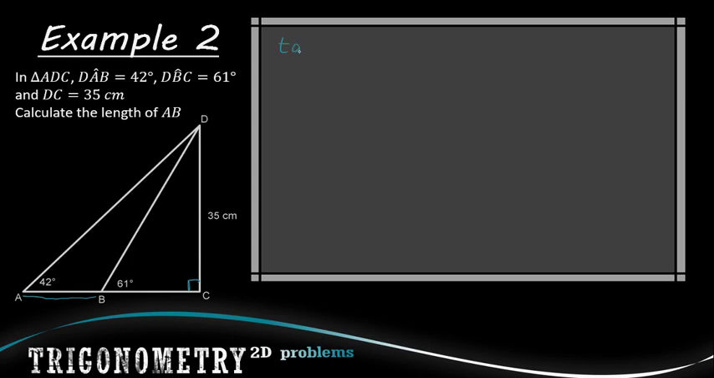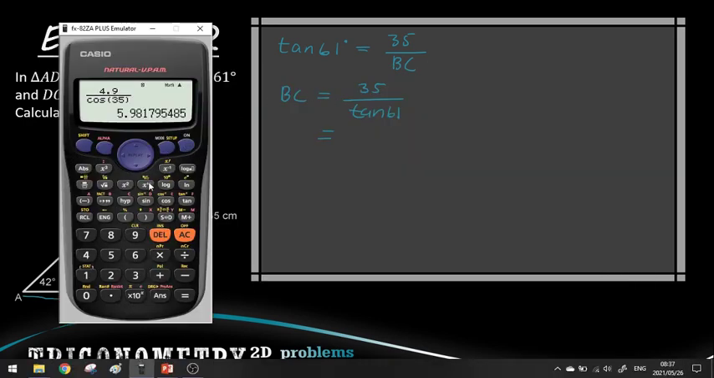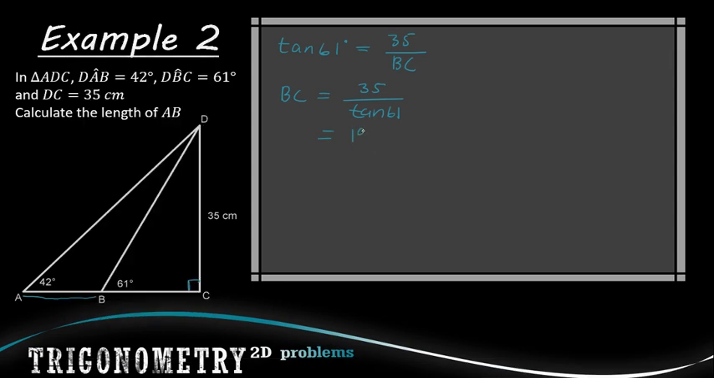So I'm going to say tan of 61 degrees is equal to opposite over adjacent. So it's 35 over BC. Then we simply solve for BC. BC is equal to 35 over tan of 61. And we type that in. 35 over tan 61. So that's 19,4, and that's in centimeters. All right, so this is then 19,4.